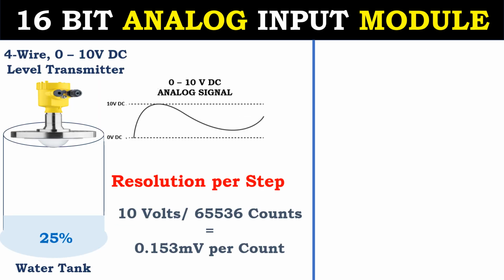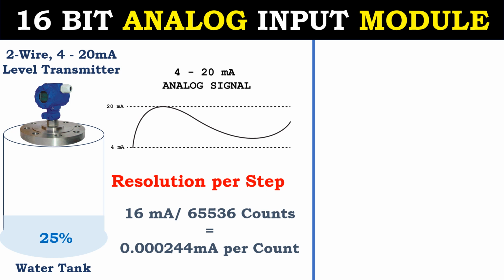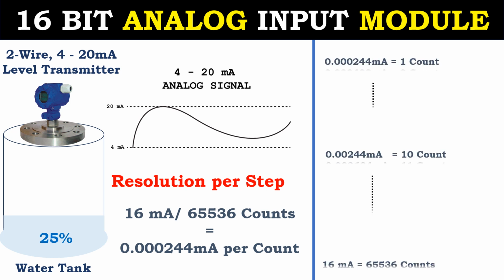For example, in the 0 to 10 volt range, the resolution per step is 10 volt divided by 65,536, which results in 0.153 millivolt per count. This means for a change in every 0.153 millivolt, the counts will change accordingly. In the example of the 4 to 20 mA range, the resolution per step is 16 mA divided by 65,536, which is 0.000244 mA per count. This means for a change in every 0.000244 mA, the counts will change accordingly.